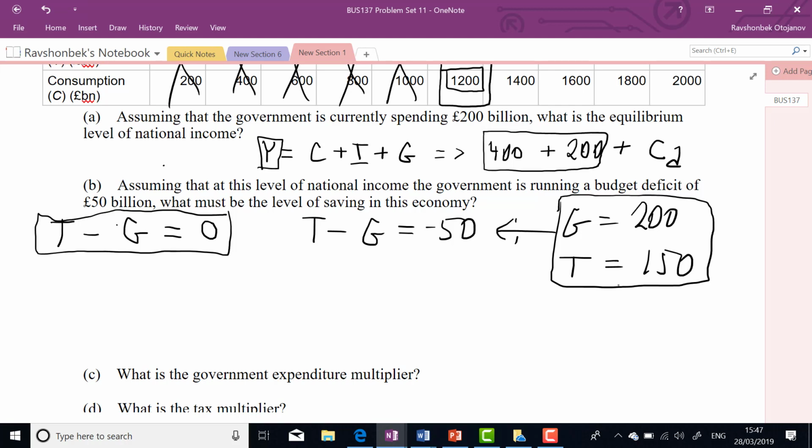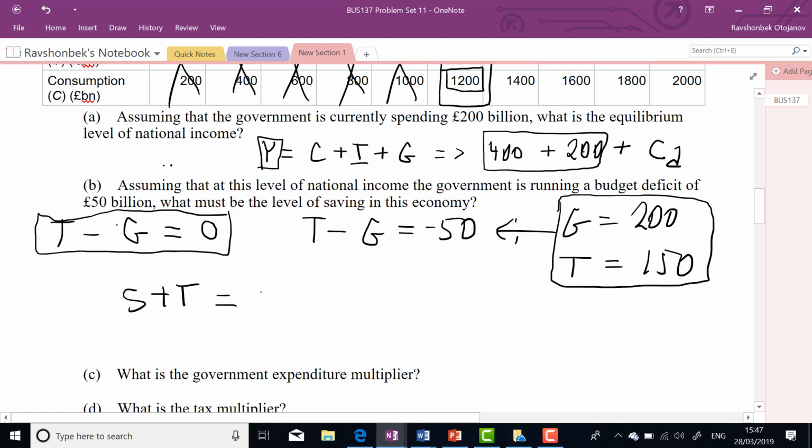How do you calculate the savings? What are the withdrawals? Savings plus tax plus imports, but imports are zero right now. Do you know why? Because it's a closed economy. Yeah, exactly. Withdrawals equal injections in equilibrium.